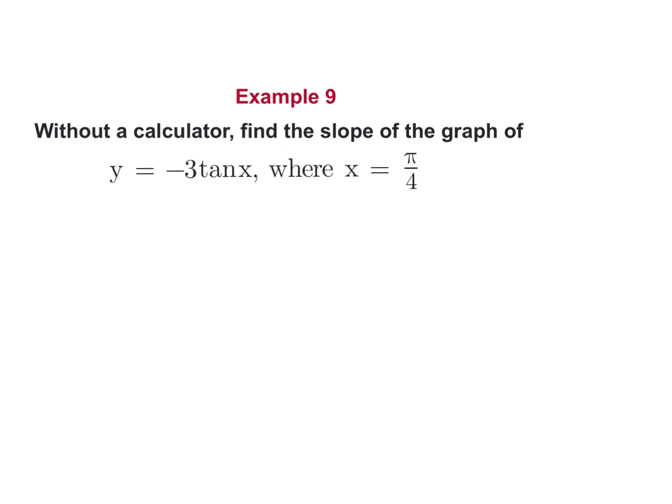When it's asking for the slope, what are they really asking for? The derivative. Which derivative? The first derivative, okay? So just remember that when you're being asked to find the slope, they're asking you to find the first derivative. In this case, they're asking you to find the first derivative when x equals pi over 4. So go for it. All right, so what is the first derivative of -3 tangent x?